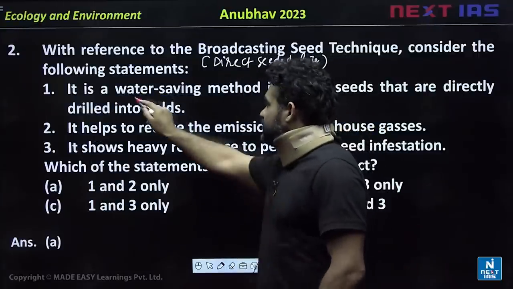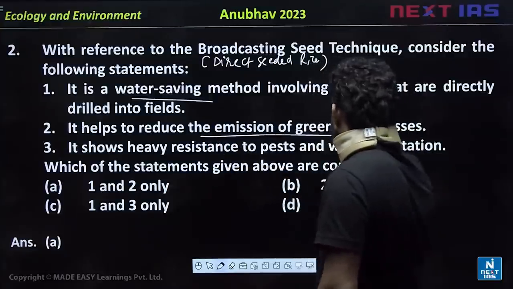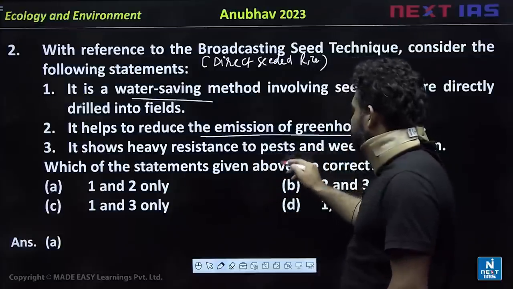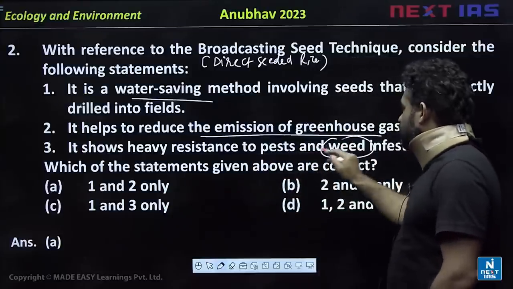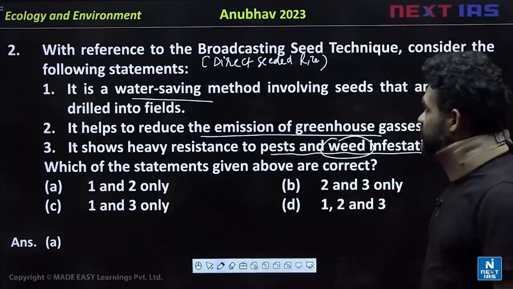It reduces water consumption, water demand, and reduces emission of greenhouse gases. It shows heavy resistance to pest and weed. In fact, this is the problem. Weed infestation and pest infestation are important problems of direct seeded rice.